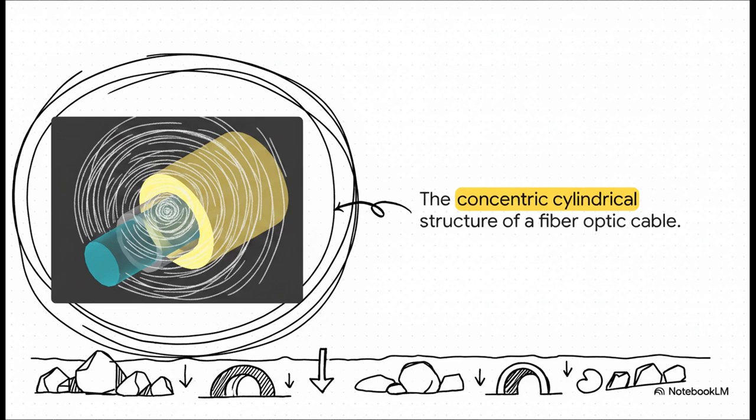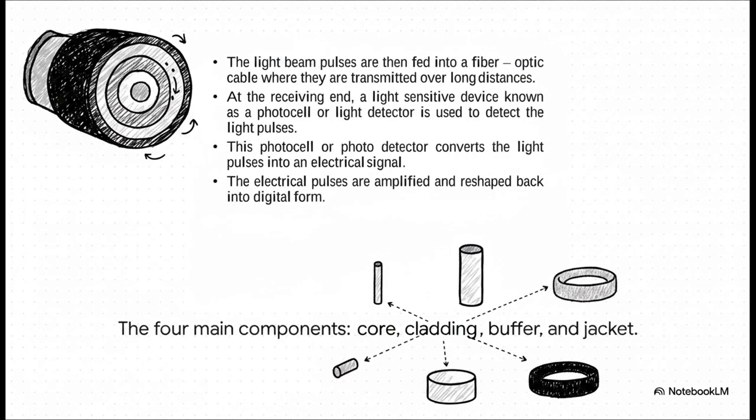The absolute center is where the real magic happens. That's where the light pulse is actually guided. But to keep that super fragile glass from shattering underground, it needs some serious armor. Breaking down those nested cylinders, we basically have four main components.